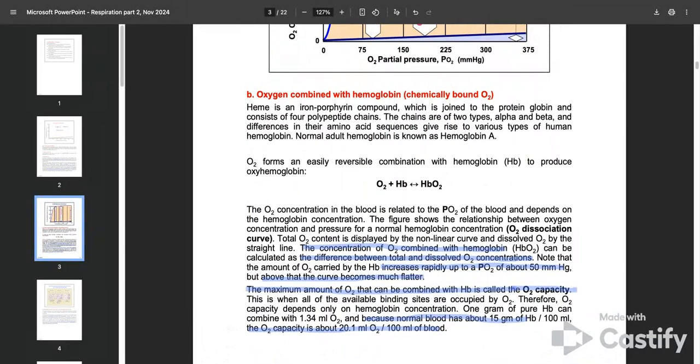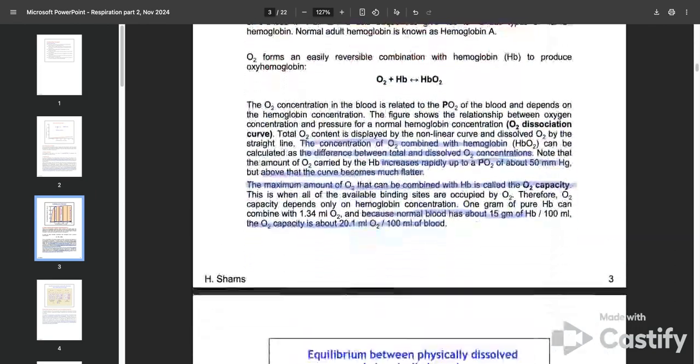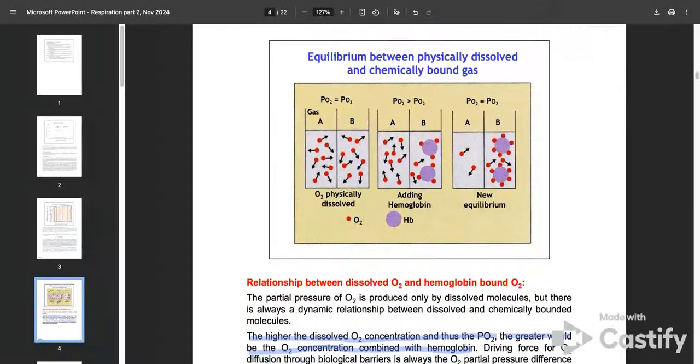So here you need to also know that the maximum amount of oxygen that can be combined with hemoglobin is called the oxygen capacity. One gram of pure hemoglobin can combine with 1.34 milliliters of oxygen, and normal blood has about 15 grams. Try to memorize this number, it's quite important. The oxygen capacity is about 20.1 milliliters of oxygen per 100 milliliters of blood, okay? This is capacity. So this is the maximum amount of oxygen bound with hemoglobin, right? That is 20.1 milliliters, okay? So let's move on.